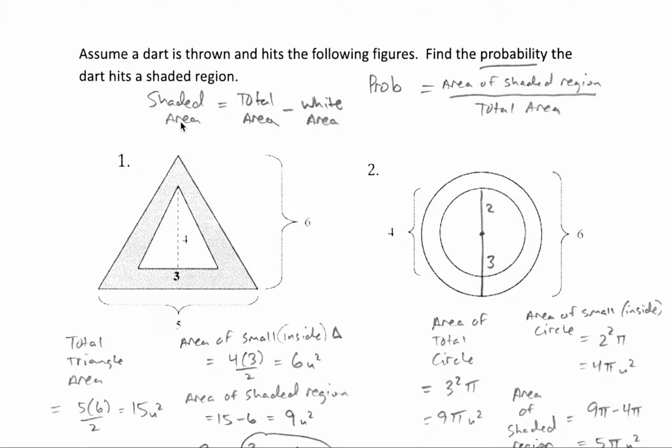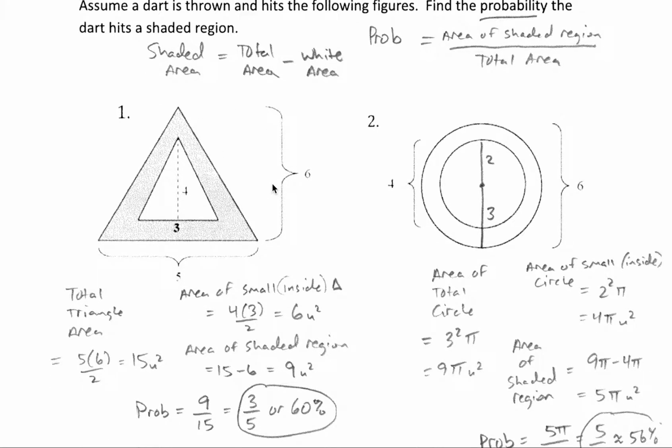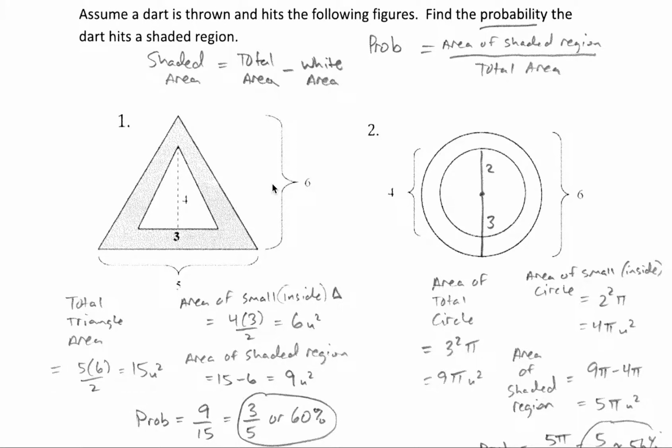In order to find our shaded areas, we're going to find the total area and we're going to subtract maybe an inner area, or in these examples, we're going to subtract out the white area. That'll leave behind the shaded area. So we have a few different shapes going on. In this first example, we have a triangle. So if we find the area of the total triangle, and then find the area of this white triangle, and subtract out the white area, that would leave behind the shaded area.